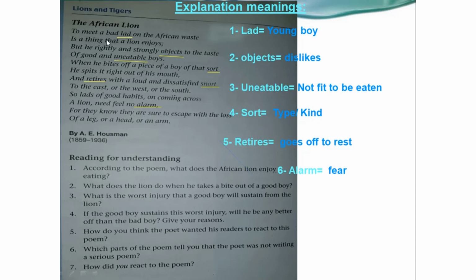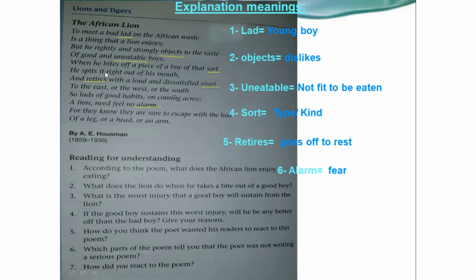Is a thing that a lion enjoys. So which thing does the lion like? The lion likes to eat, to meet a bad boy, where? On the discarded land. What thing does the lion like to enjoy, like to eat, like to have? A bad boy, where? In that area, in that kind of place.